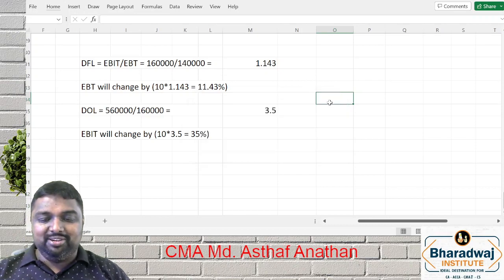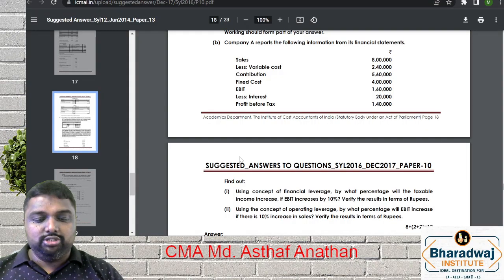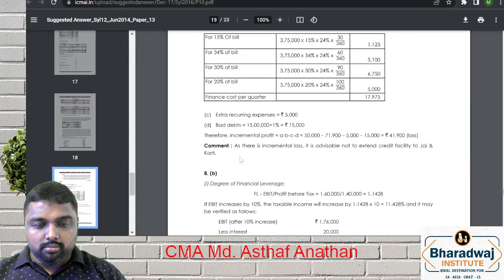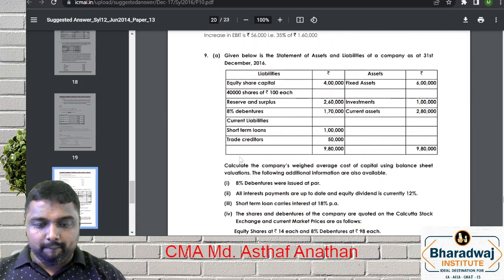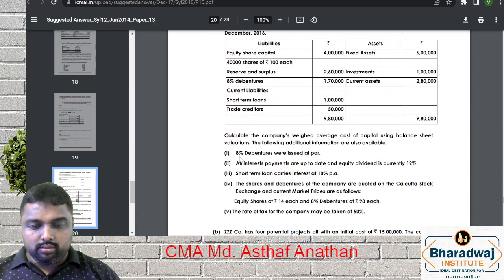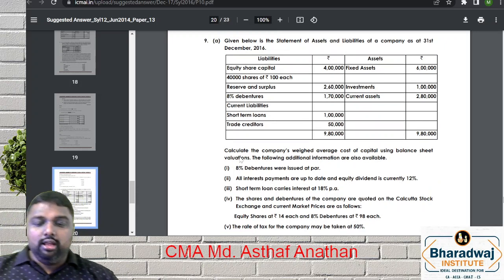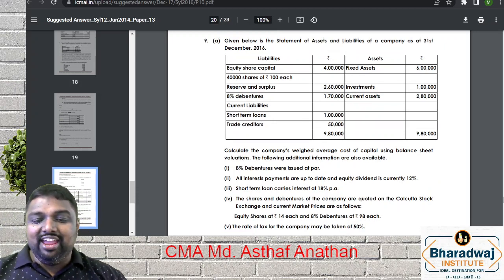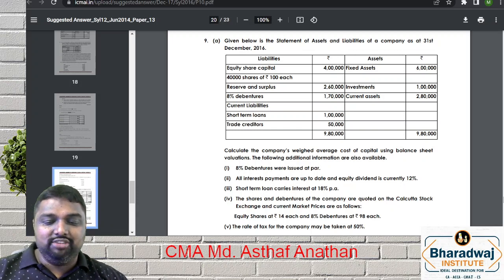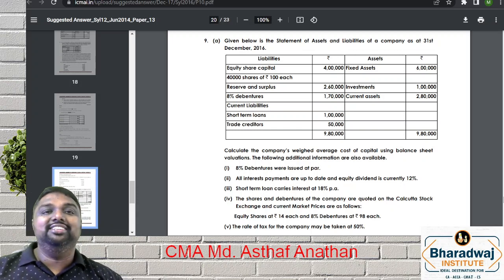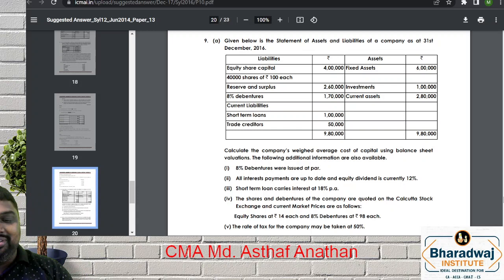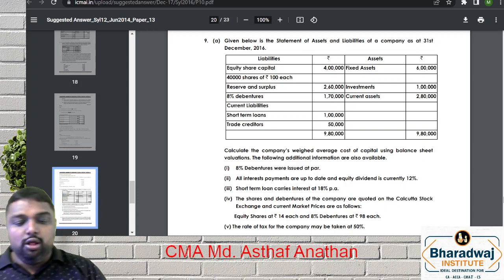Now we'll proceed to the next question. What is the next question, my dear friends? Given below the statement of assets and liabilities as of December, you have to find out the weighted average capital using balance sheet valuation. Balance sheet valuation is nothing but book value.